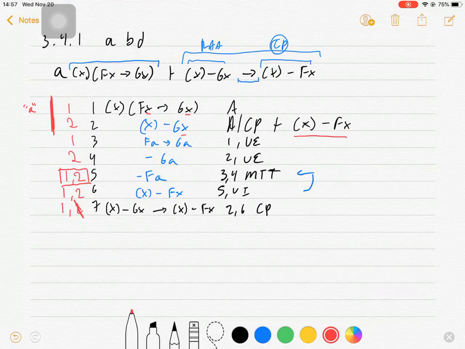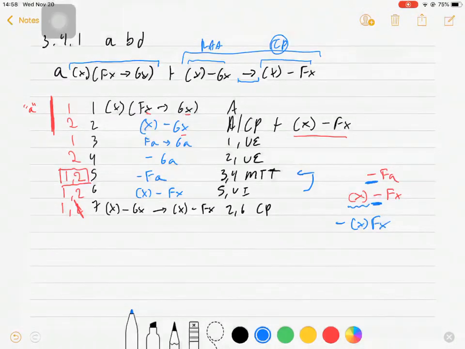Something to quickly note here. When we went from negation Fa, we went to universal x negation Fx. Notice that that negation stayed on the right side of our universal claim. You cannot go to negation universal x Fx. This is wrong. Don't do it. So let's go ahead and do B.